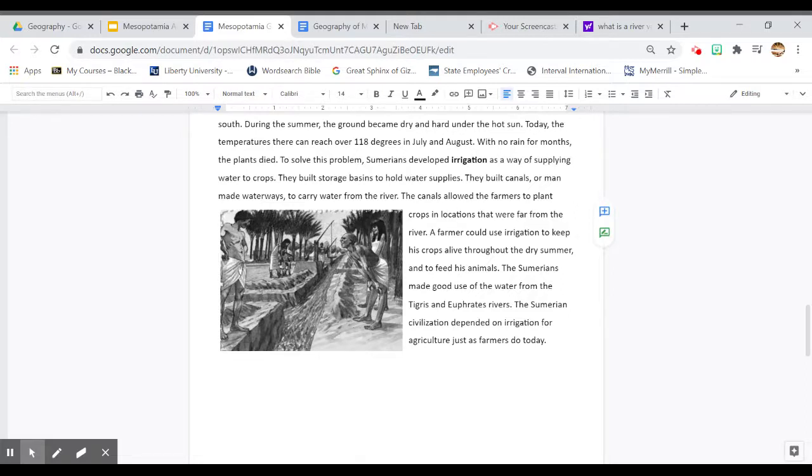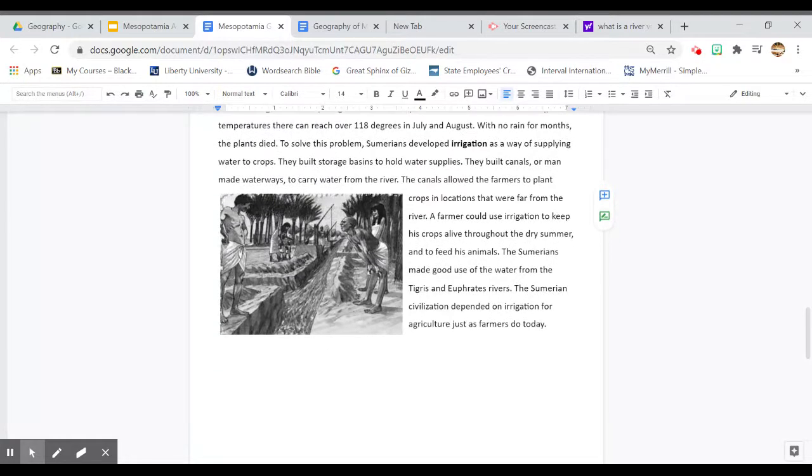To solve this problem, Sumerians developed irrigation as a way of supplying water to the crops. They built storage basins to hold water supplies. They built canals or man-made waterways to carry water from the river. The canals allowed the farmers to plant crops in locations that were far from the river. A farmer could use irrigation to keep his crops alive during the dry summer and to feed his animals. The Sumerians made good use of the water from the Tigris and Euphrates rivers. The Sumerian civilization depended on irrigation for agriculture, just as farmers do today.